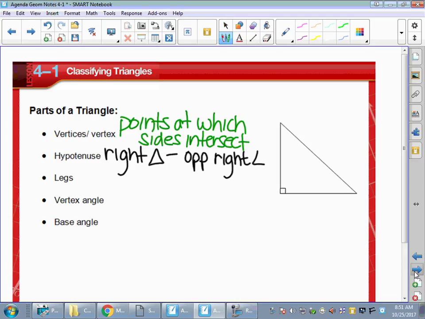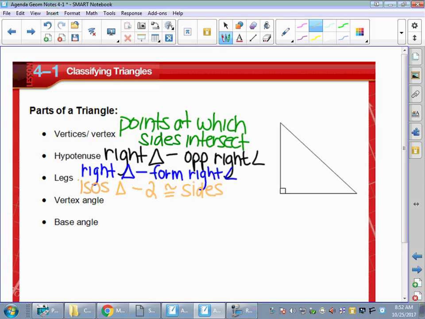Legs, we actually apply this to right and to isosceles. In a right triangle, the legs are the 2 sides that form the right angle. They're A and B in our Pythagorean theorem. Legs when we're talking about an isosceles. I abbreviate this ISOS triangle, it's shorter than writing isosceles. In an isosceles triangle, the legs are the two congruent sides. That's going to be important when we run into a couple word problems.